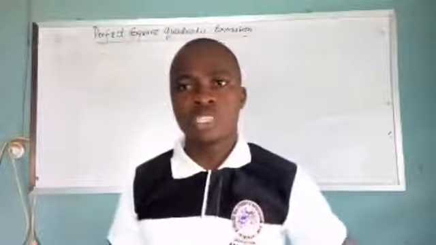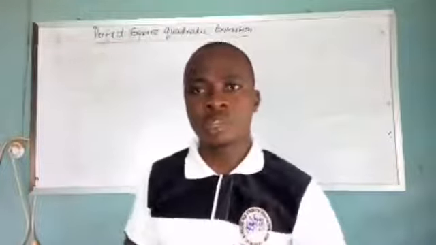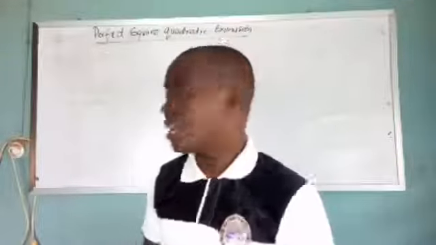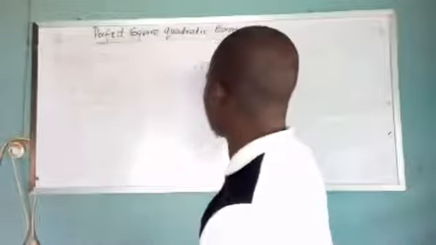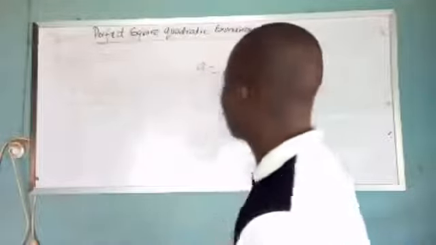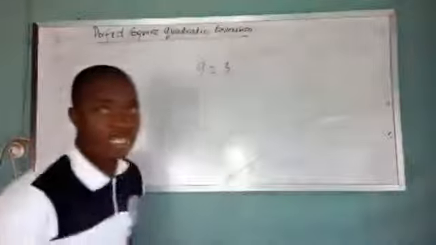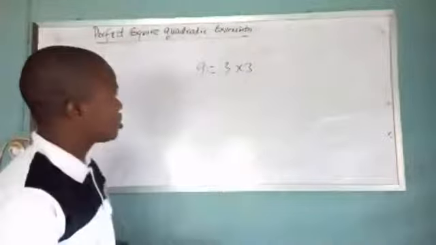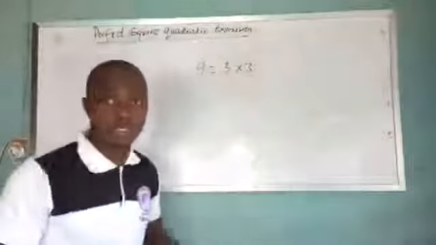A perfect square is a situation whereby an algebraic expression or a number is expressed as the product of two equal factors. Like, let's say we have 9. 9 can be expressed as 3 times 3. You can see that 9 is expressed as the product of two equal factors, that is 3.